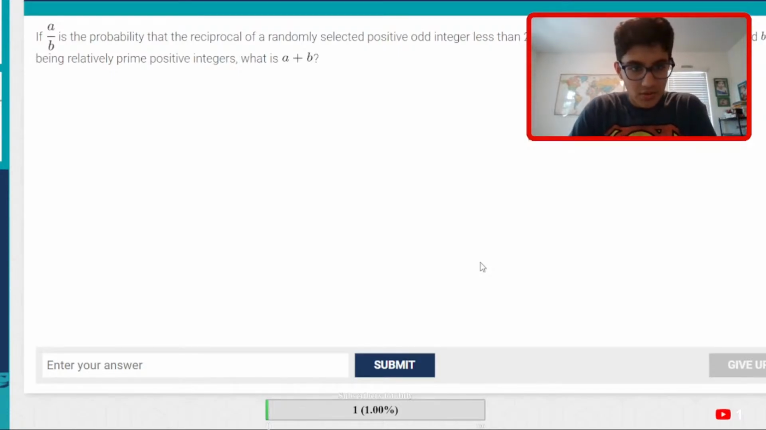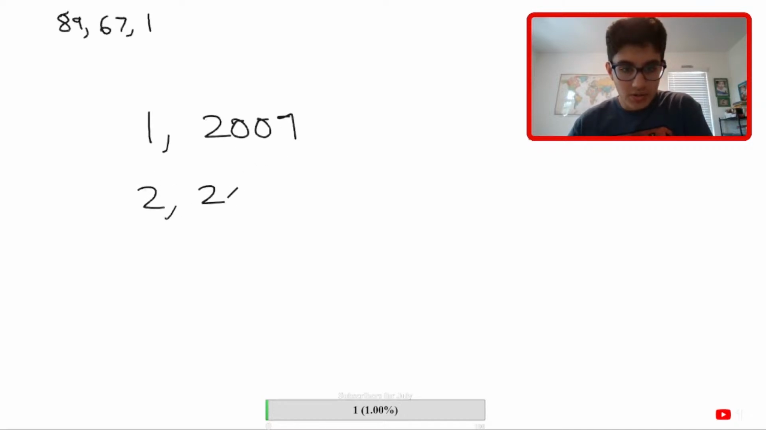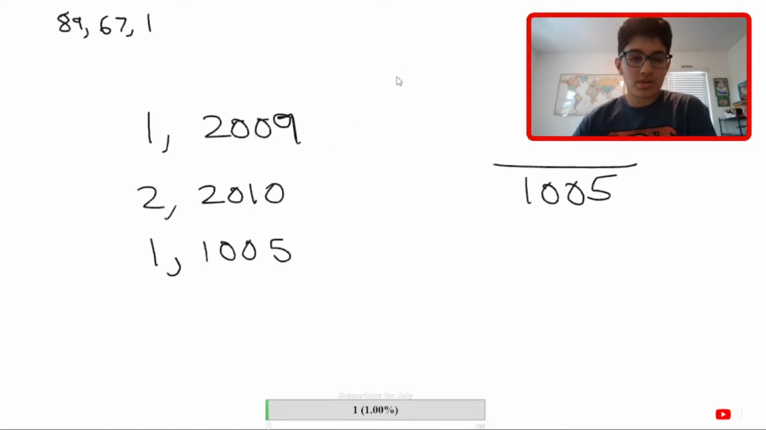So, if A over B is a probability that the reciprocal of a randomly selected positive odd integer, so it's from 1 to 2009, right? So these are the total things. You've got 1 until 2009. So add 1, you get 2 until 2010. Divide it, you get 1 until 1005. So there are 1005 things in total. How many work? You've got all the powers of 5.